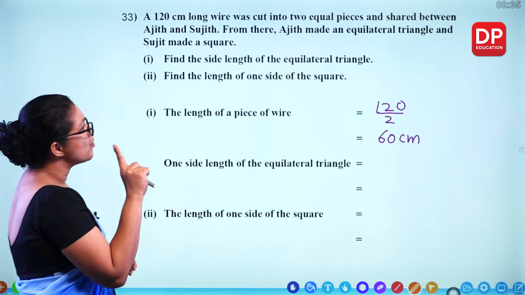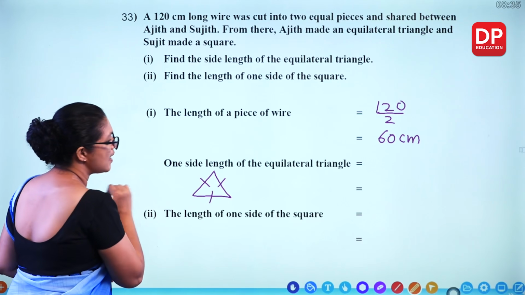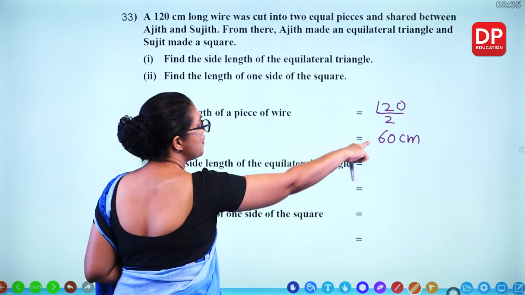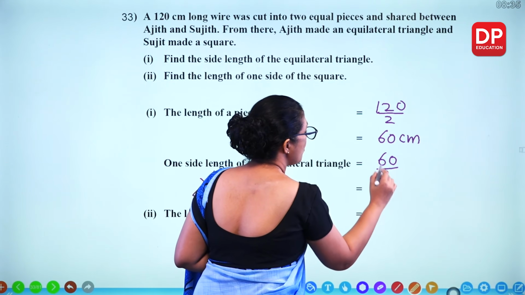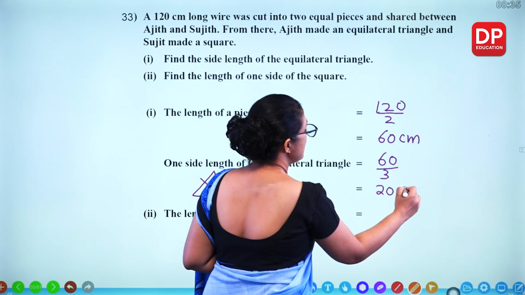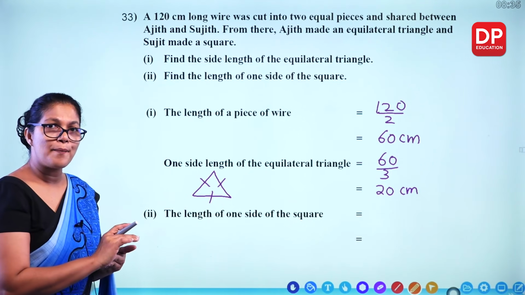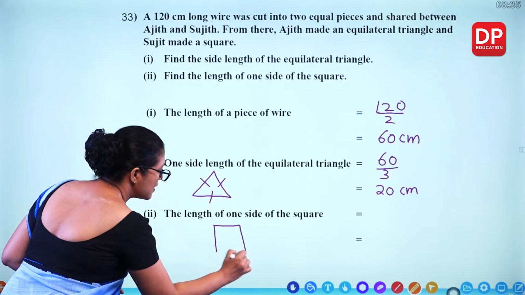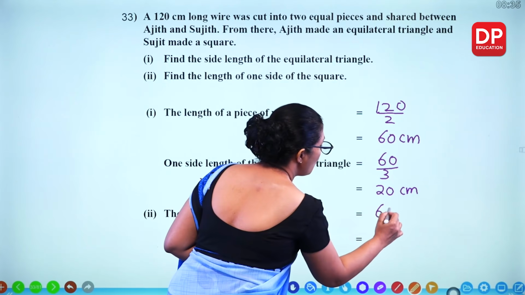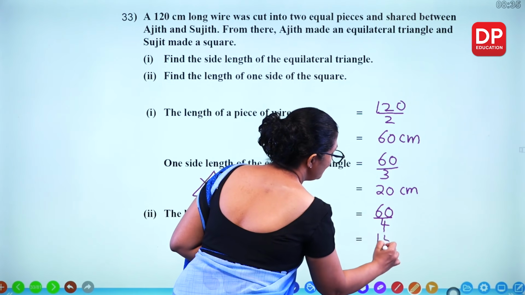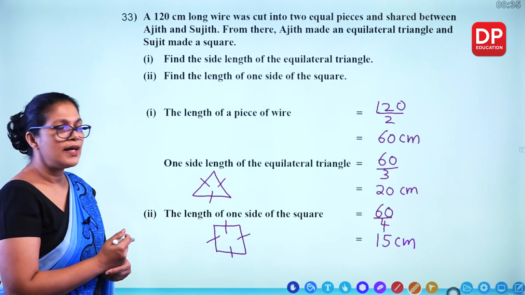So how do you find out one side of the equilateral triangle? We know all sides are equal. You know the perimeter, 60, divide by 3, you get one side of the equilateral triangle. That's 20 centimeters. How can we find out the length of one side of a square? Square, you get 4 equal sides. So you have to divide by 4. So 60 divided by 4, you get 15 centimeters is the length of one side of a square.